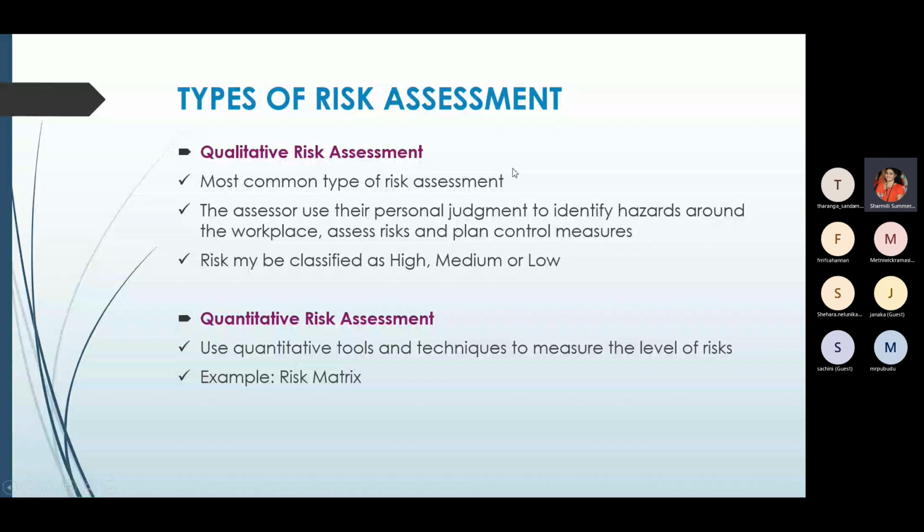In the qualitative risk assessment, the person who is doing the assessment we treat as the assessor. The words assessor and assessment, you are familiar with. The assessor uses their personal judgment to identify the hazards around the work, assess the risk and plan control measures. So the qualitative risk assessment is the judgment, the thoughts and opinions of an assessor. An assessor looks at the environment and judges throughout the environment.